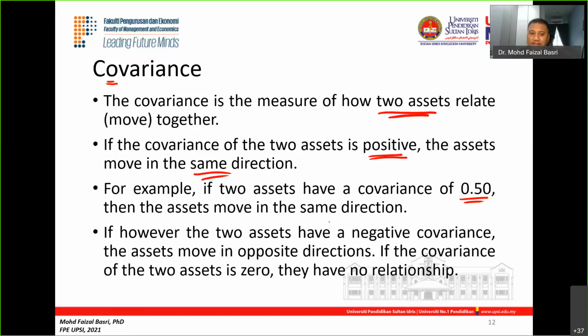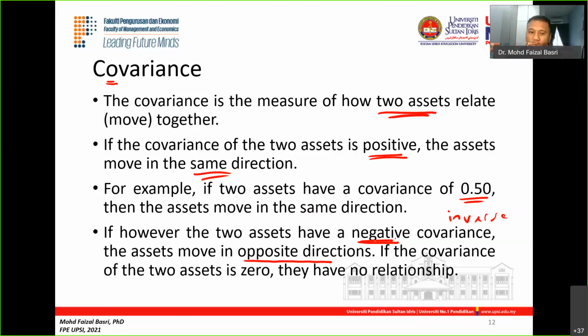Second possibility, the covariance will have a negative value. For negative, they will move in the opposite direction, or sometimes we just call it an inverse relationship. If one stock goes up, the other one will go down, and vice versa. They will not move in the same direction. That is a negative covariance. They are still somehow related, but they move in different directions.